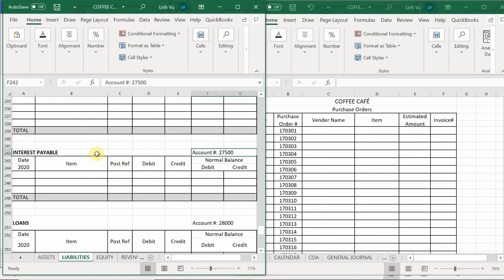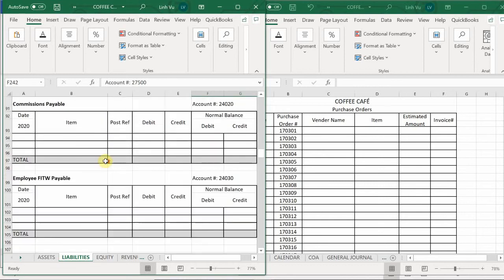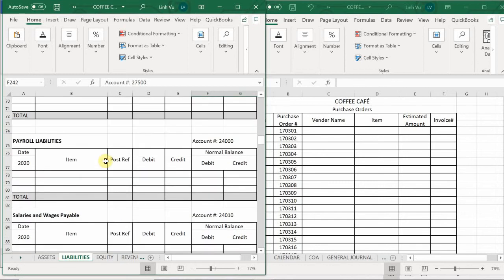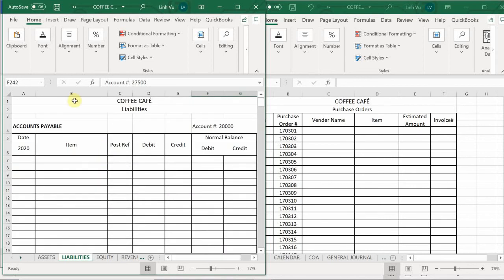Ledger. Yeah, ledger. So here it's a list of every single account that exists in, I'm sorry, I don't want to say QuickBooks, in Coffee Cafe. Everything that you had on your chart of accounts is going to be the same thing here, but the only difference is it looks like a journal.